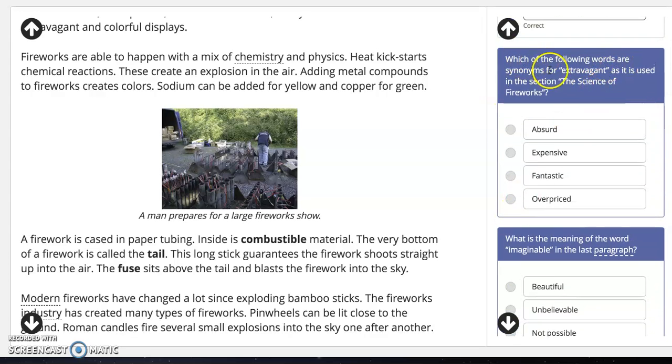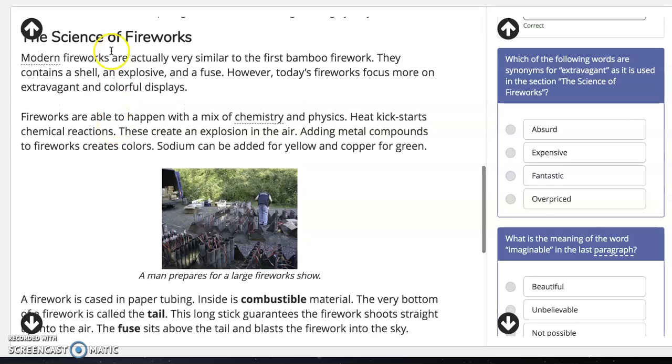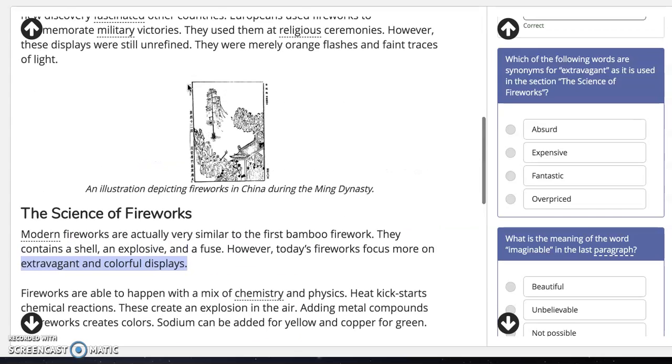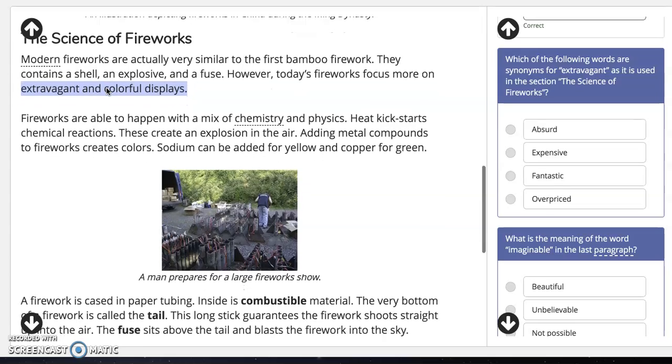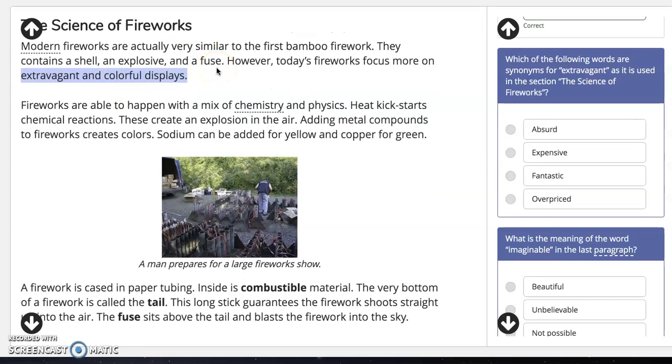Which of the following words are synonyms or similar for the word extravagant as it is used in the section, The Science of Fireworks? So I'm going to go ahead and find that right now. It said that it was here. So it says, today's fireworks focus more on extravagant and colorful displays. So before we said that the fireworks were just a tiny little thing in the sky. They were just merely orange flashes and faint traces of light, nothing too big, right? But now they want to be extravagant.